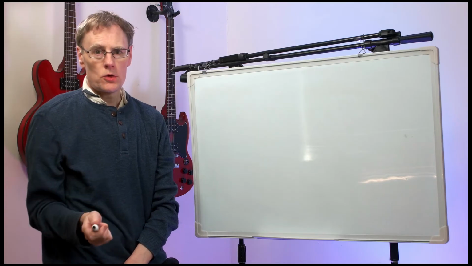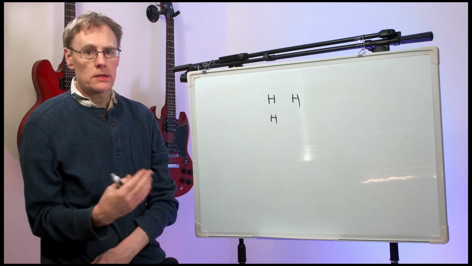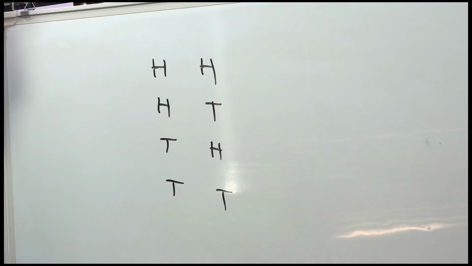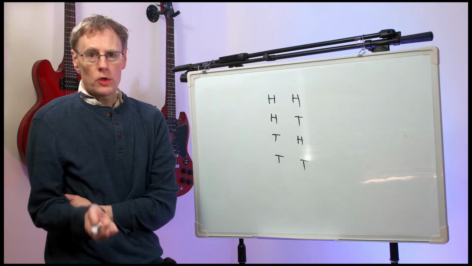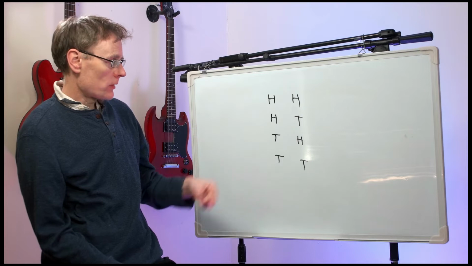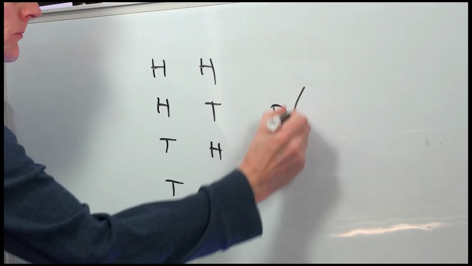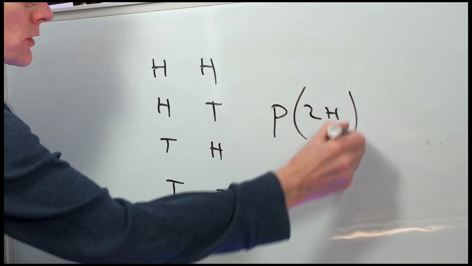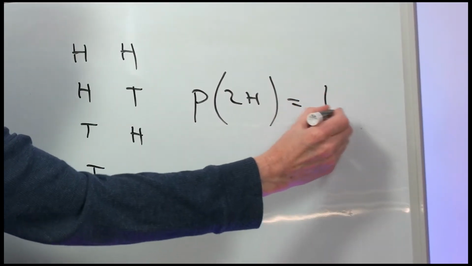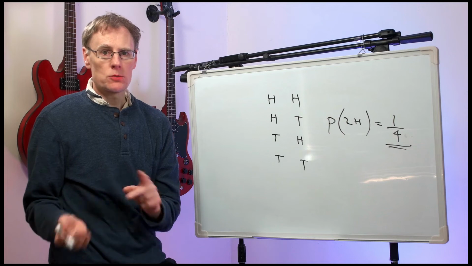Let's say you throw 2 coins together. You could get a head and a head, a tail and a head, a head and a tail, or a tail and a tail. Those are all the possible ways of throwing those 2 coins together. There are 4 possible outcomes. What's the probability of throwing 2 heads? Probability of throwing 2 heads is 1 chance out of 4. So that's 1/4.